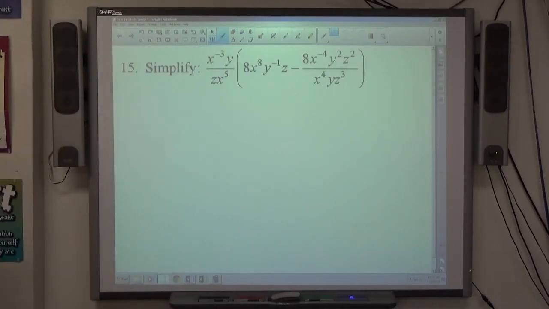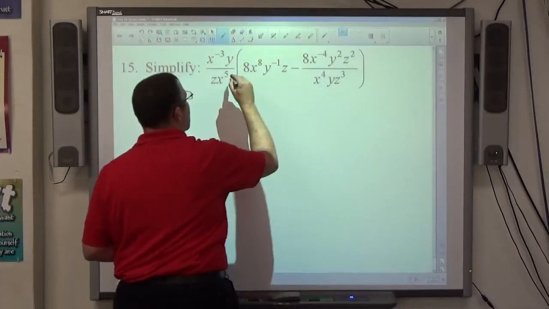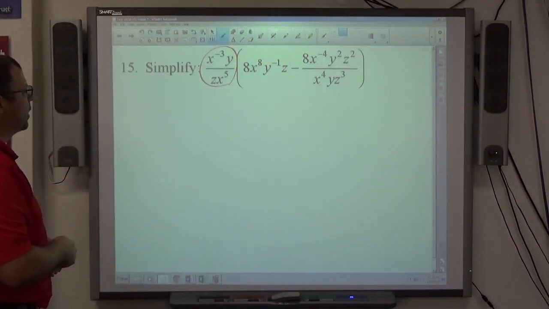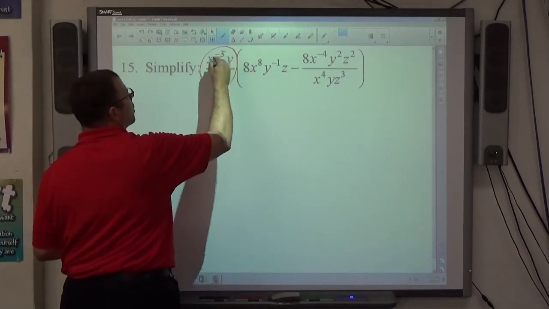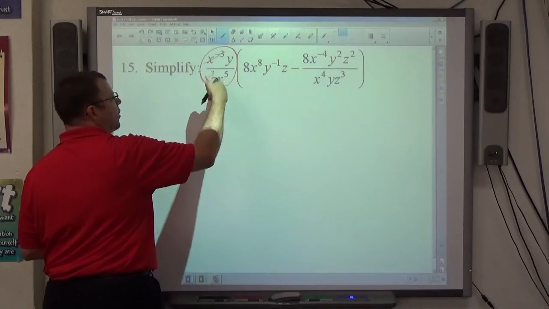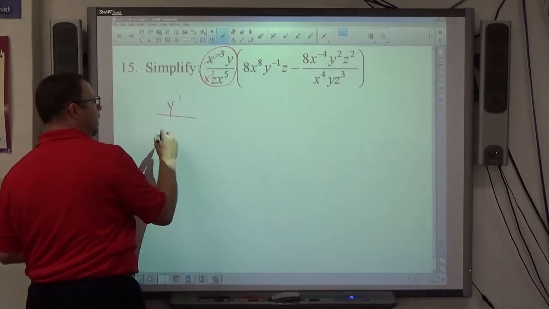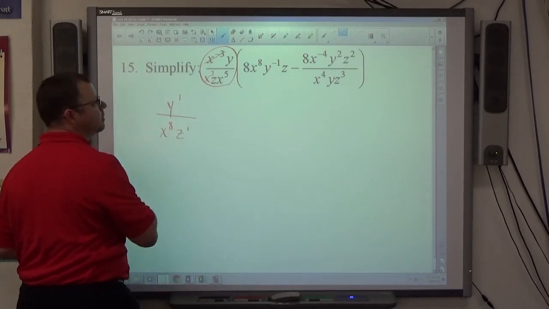Number 15, simplify, and we got negative powers, multiple letters, all that stuff going on. So job 1 is to make every term as best you can make it. This red term has too many x's and has a negative power. So this x cubed belongs on the bottom. Then I've got too many x's. Y is fine. I might put a first power on it. X should be to the 8th power on the bottom, and z is to the first power.